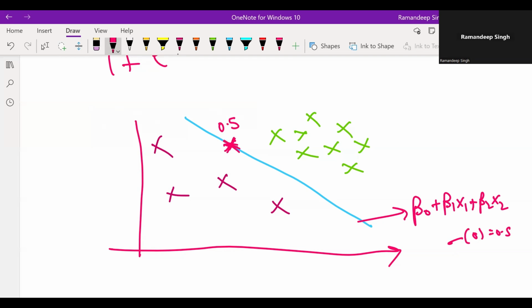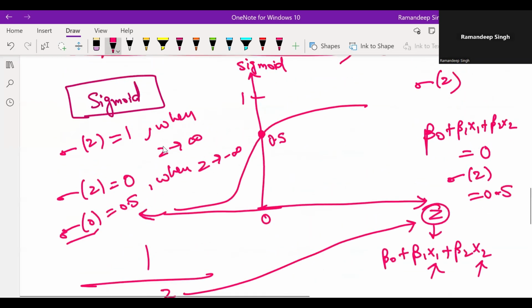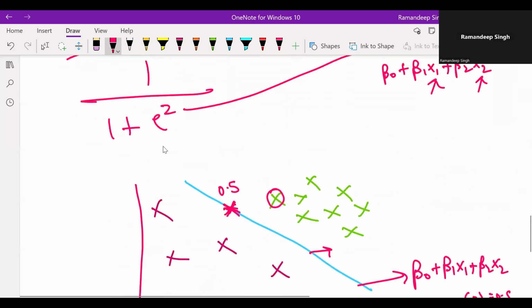Now if I take this point, it is on the right side of the line, right? We have seen that if z is greater than 0, we will get a value that is greater than 0.5. So let's say this value is equal to 0.6. And since this point is even further right of our classification line, we can say that it is equal to 0.8.